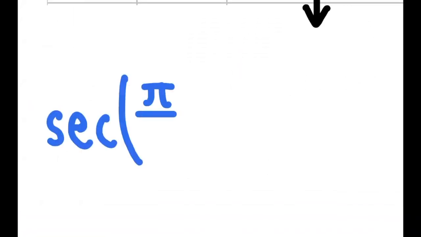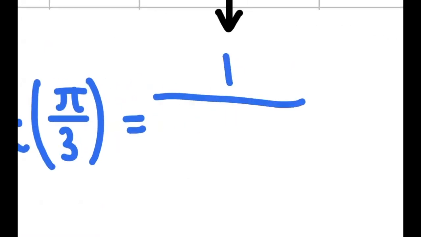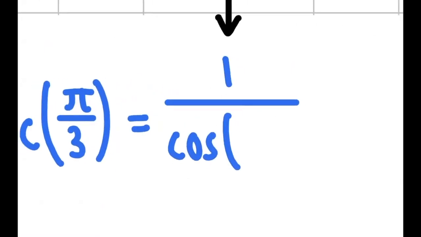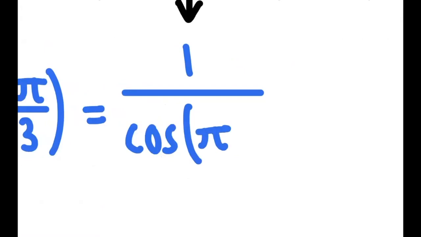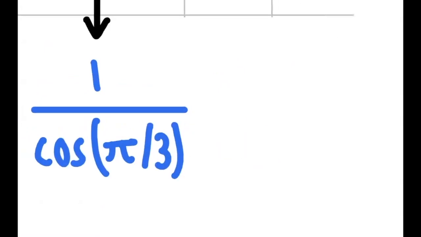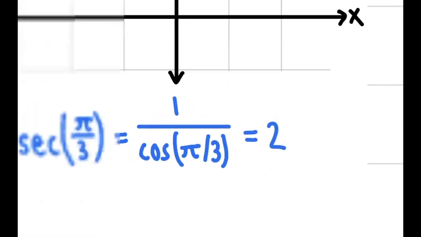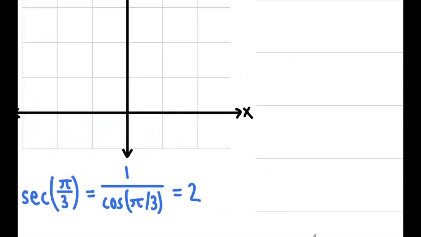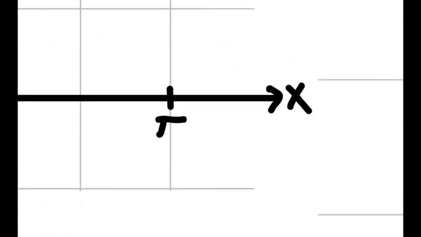Secant of pi over 3. Remember, secant is 1 over cosine. So this is 1 over cosine of pi over 3, which is 1/2, so the reciprocal is 2. Exactly. So let me put pi over 3 right here and negative pi over 3 right here.